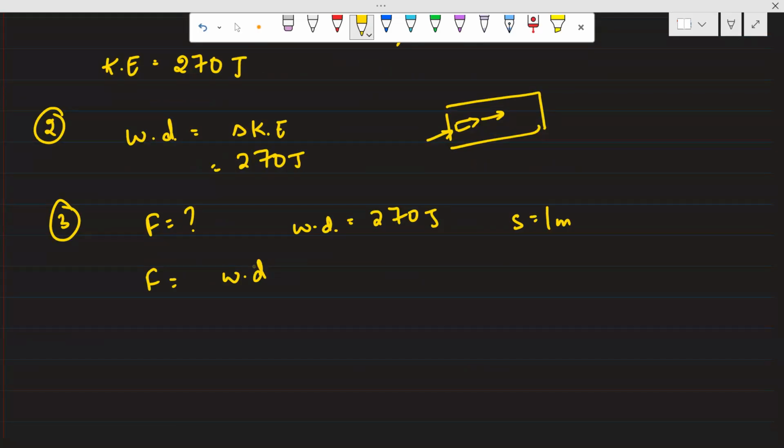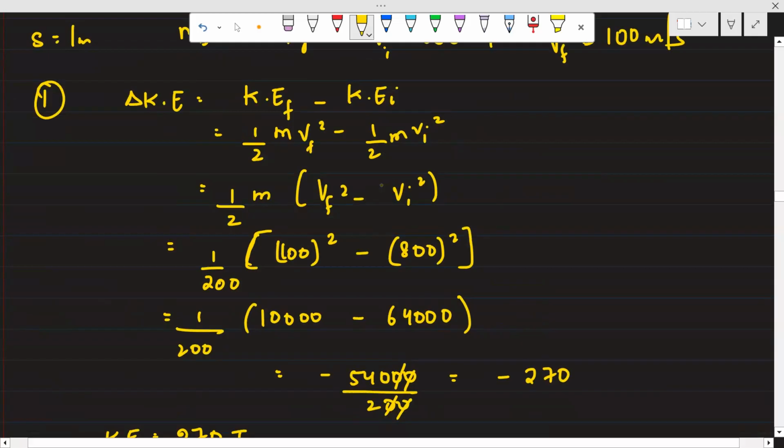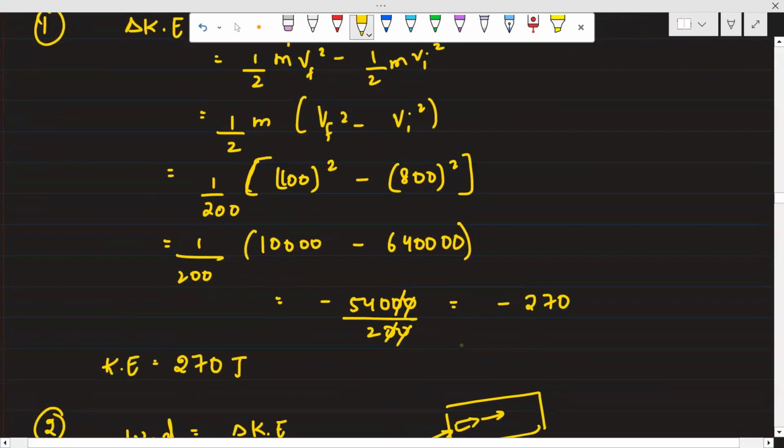Ma'am, 800 square, if there was one more zero missing, the value will change, right? Oh, okay, yes, yes. I have taken 64,000 by looking at this. Yes, the value will change. This will be 63. Yes, ma'am. So the value will change. You're right.